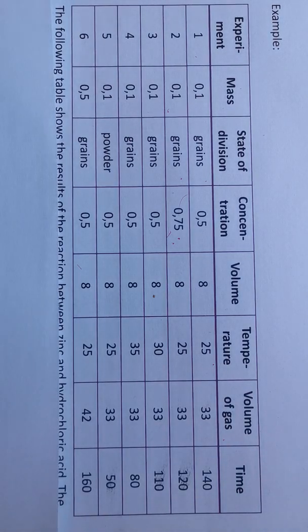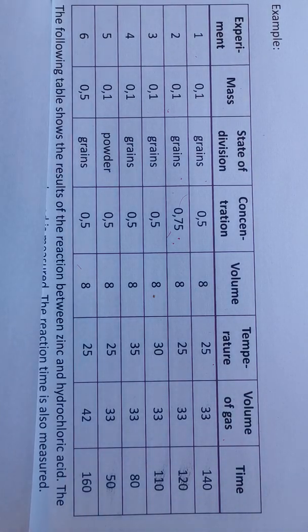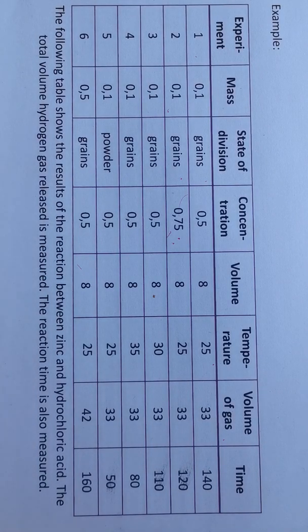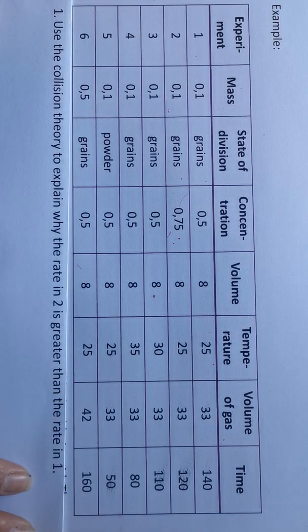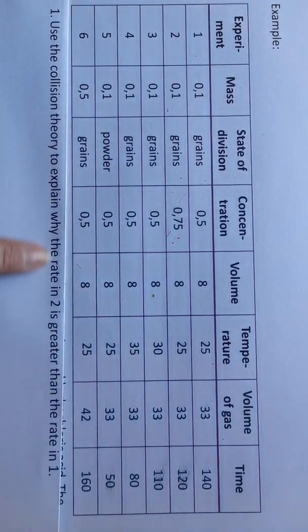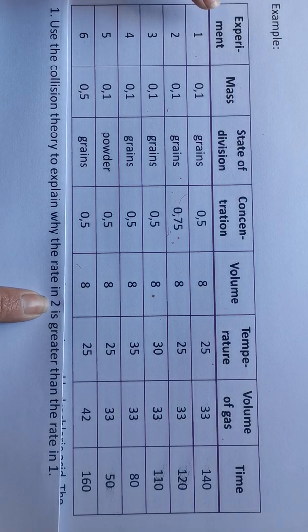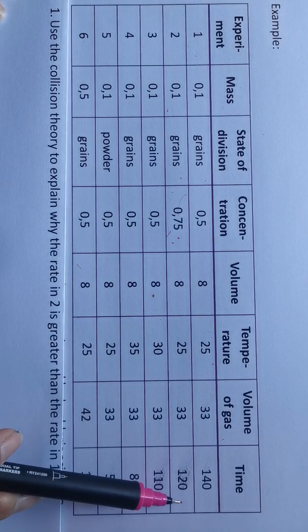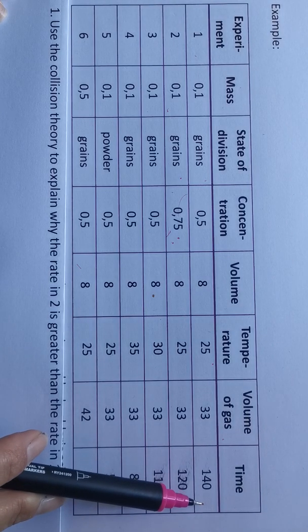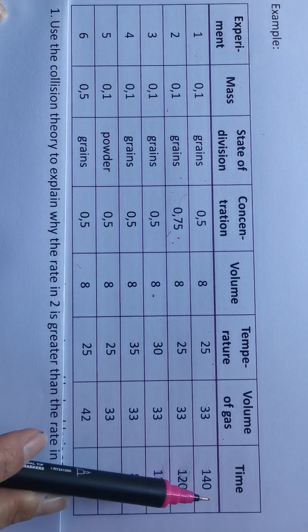Now, for question number 1, let's see if I can get question number 1 on the screen. I'm just going to read it for you first. It says that we need to use collision theory to explain why the rate of reaction in 2 is greater than that of the rate of reaction in 1. Now I think you can see the question. I know that the rate of reaction is higher because I have 120 seconds over here versus 140. So 2 happened faster than 1.